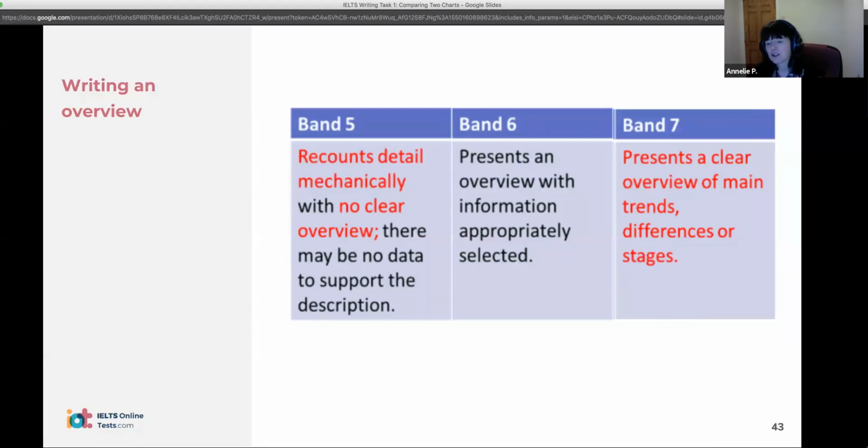Okay, very good. Yeah, Patricia. And yeah, I think Abe, that's like it. It's just listing the information. So you're not connecting it anyway. You're not really using any language. So beware of just listing the information in the body. Okay. Band 6, you've got a clear overview, but band 7, you know, you are focusing on the main trends, the different stages, the things that are different, the things that are exceptions. Okay, so that's how you get a band 7 in your overview.